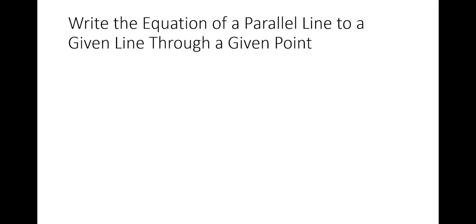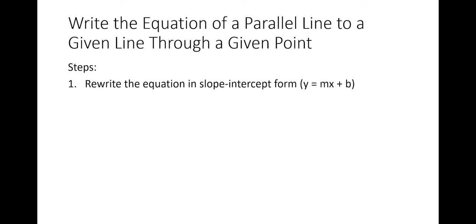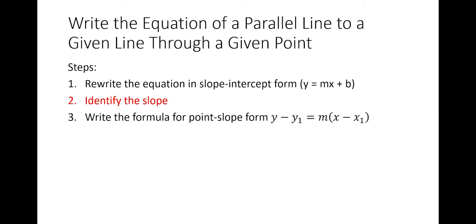Write the equation of a parallel line to a given line through a given point. Steps. We have to follow these steps. First, rewrite the given equation in slope-intercept form, that is y equals mx plus b. Then we identify the slope once we write it in the form y equals mx plus b, which is m. Then write the formula for point-slope form: y minus y1 equals m times x minus x1.